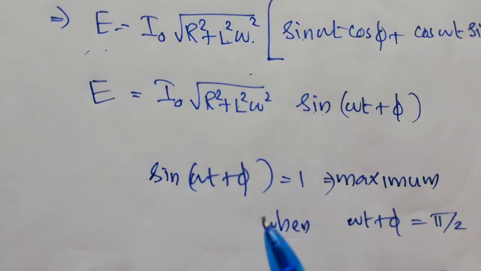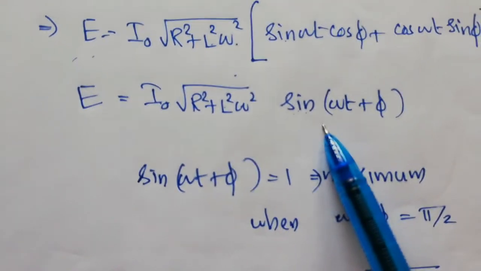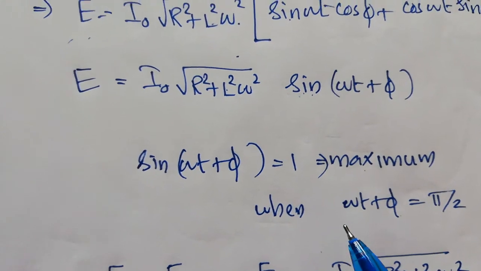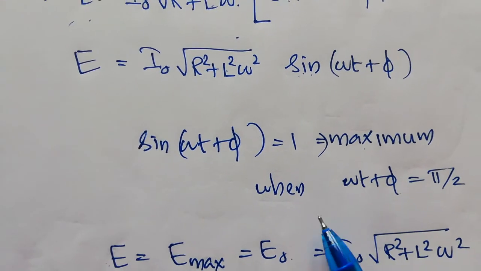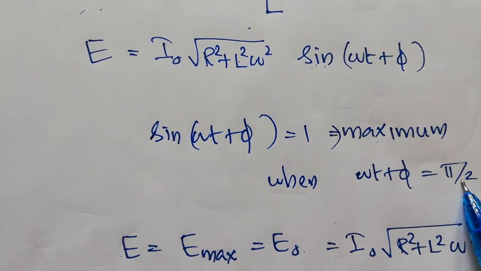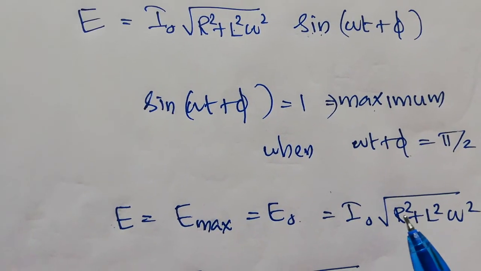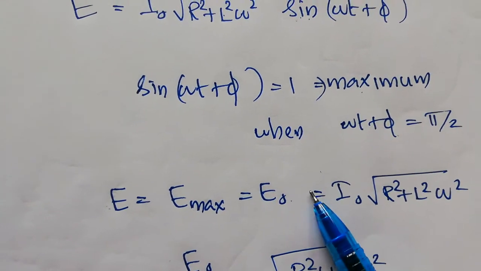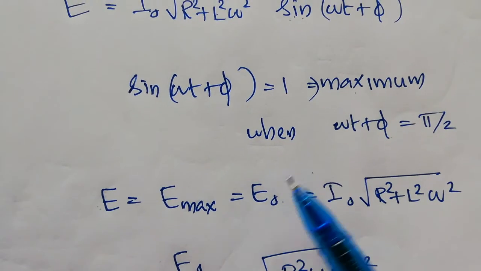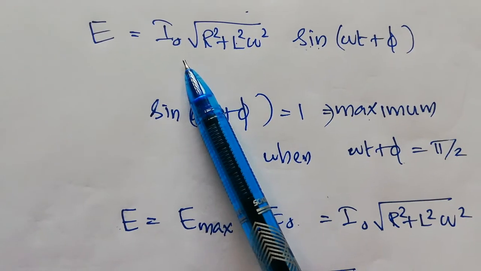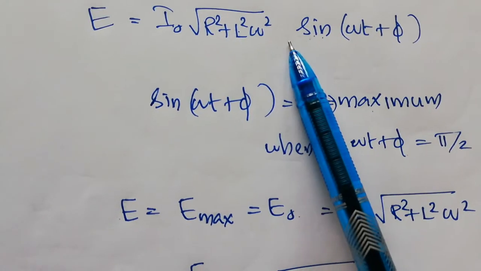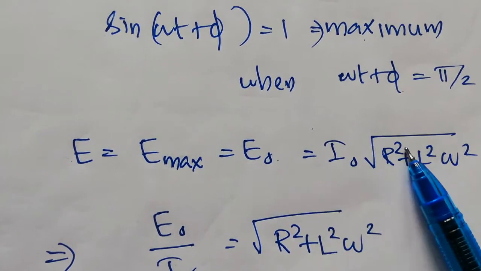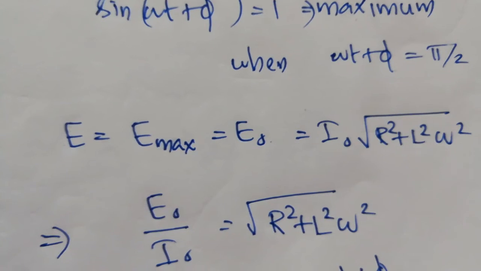So, from this equation, we know this will have its maximum value only when sin(omega t plus phi) is equal to 1. It will be maximum only when omega t plus phi is equal to pi by 2. Now, we can consider this maximum case. That is, when E is equal to E maximum, that is E0, which will be equal to I0 into root of R square plus L square omega square into 1. That is the maximum value. That is, E0 equal to I0 root of R square plus L square omega square.